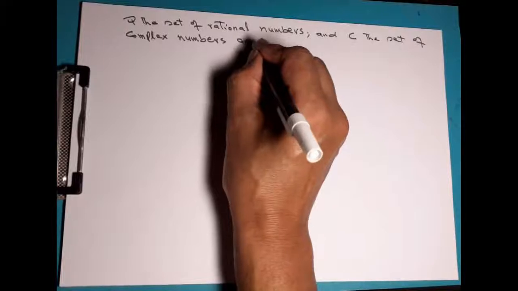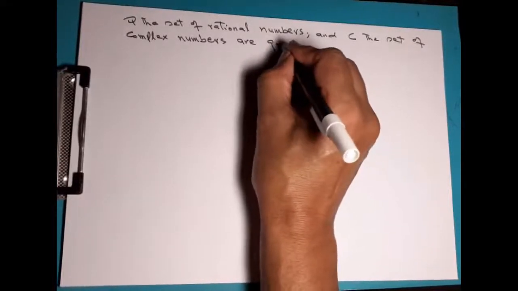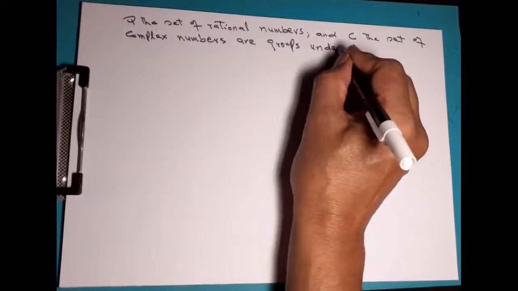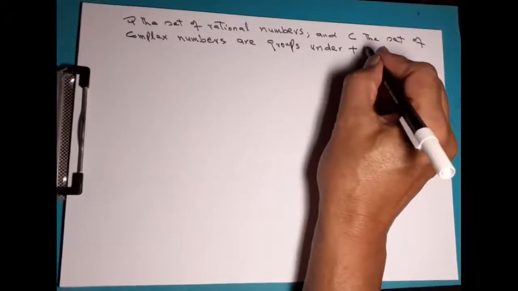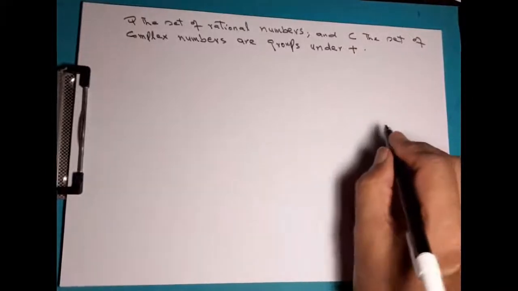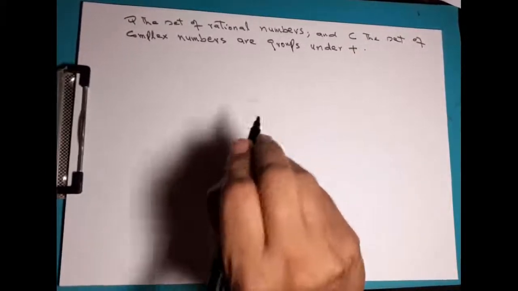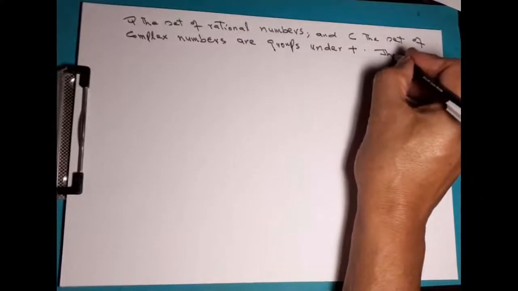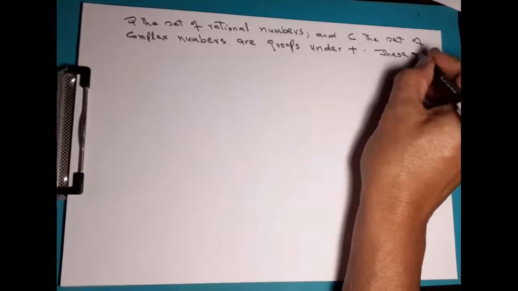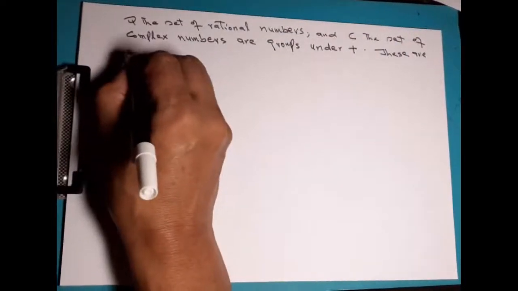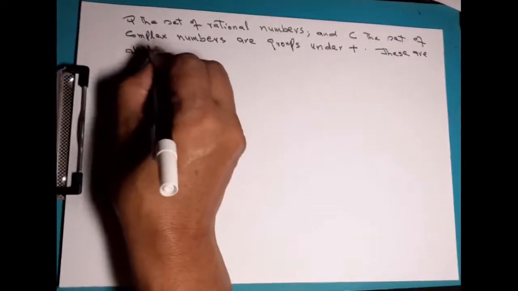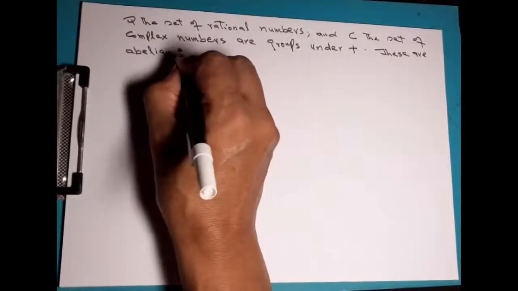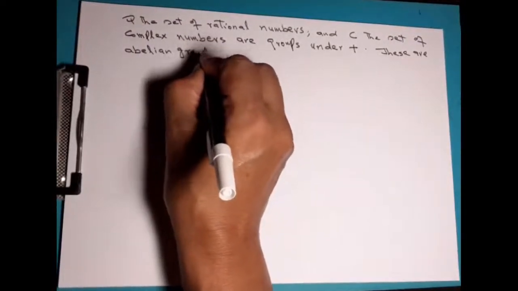These are groups under binary operation addition. And note that all these groups we have written are abelian groups. These are abelian or commutative groups. In fact, infinite abelian groups.